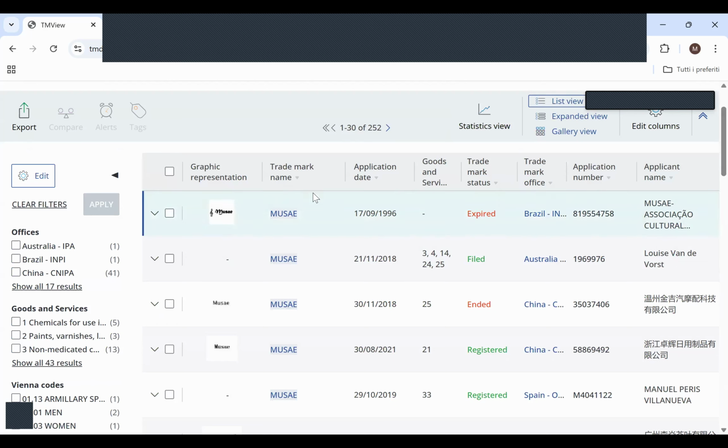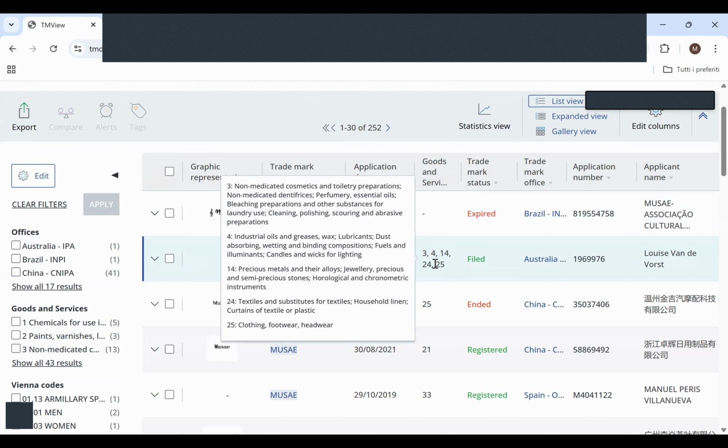Okay. You have the application day. You have the status, so you know if it is expired or not. And you see the area. I don't know if you see the pop-up menu here. Yes. I'm sure. Okay, but for example, here you have the goods and services, a different classification, the different categories in which the mark is there.